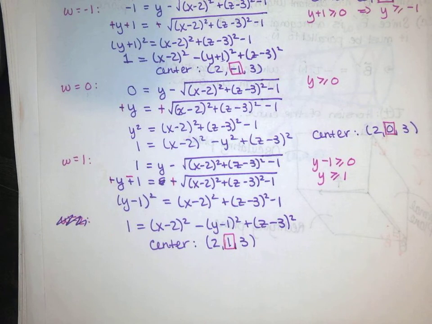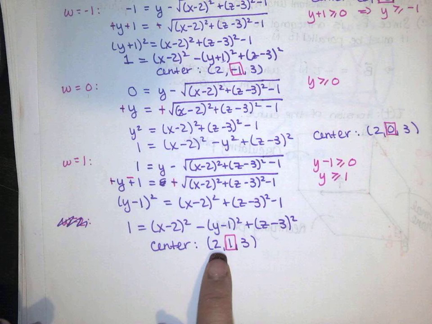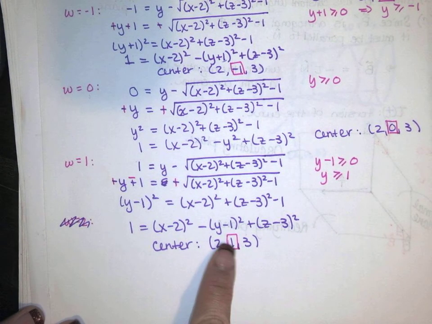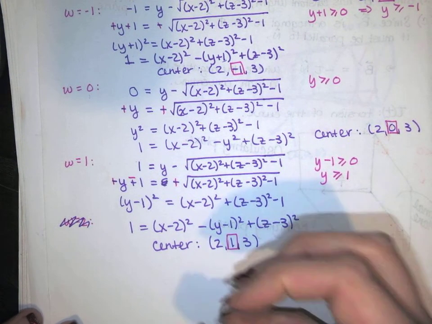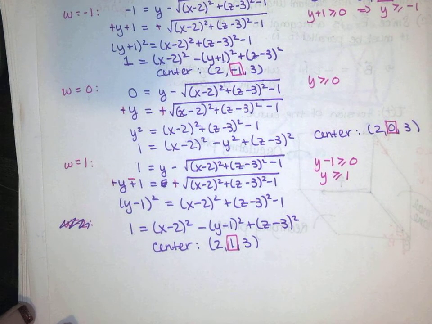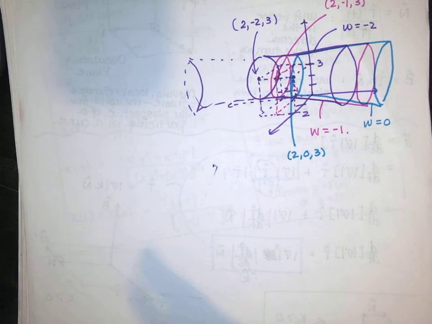The y coordinate of my center is changing. The x and the z are still centered at 2 and 3, or the x naught and z naught are still 2 and 3. But we've got our hyperboloid of one sheet, and it's just moved 1 unit basically to the left. Whenever we're looking at it from this direction, it looks like it's moving to the right relative to us. So when, let's go back to purple.